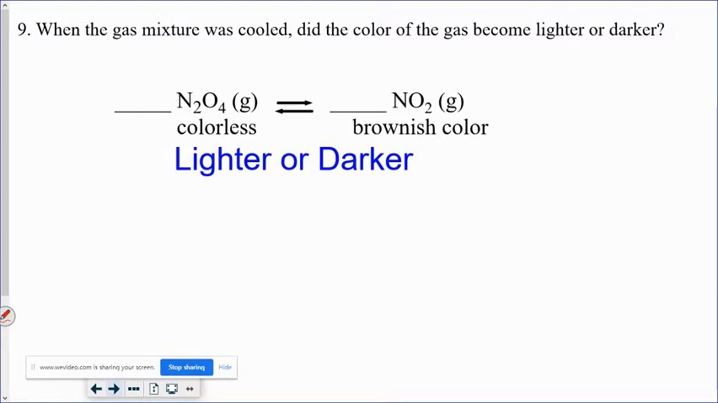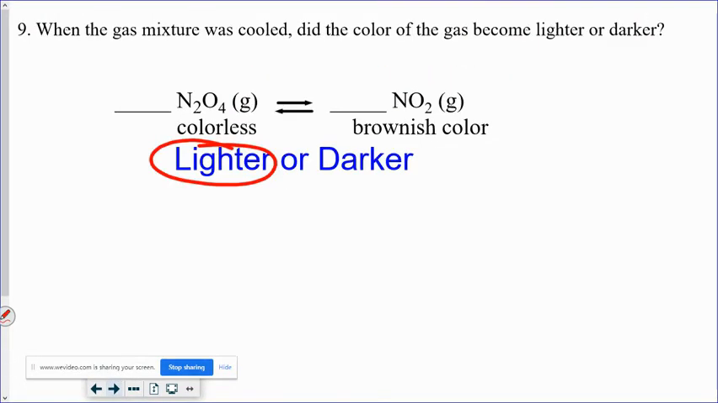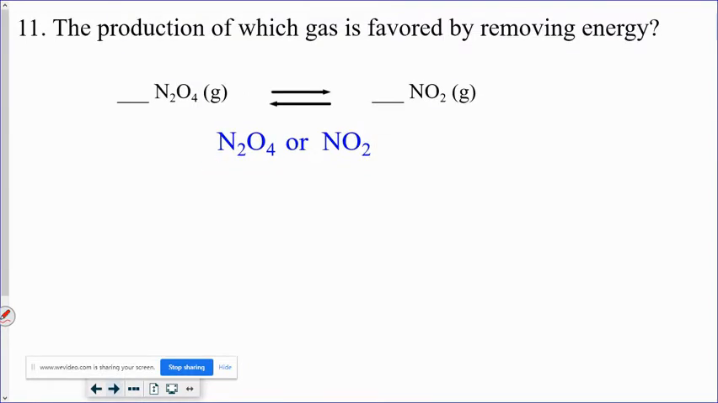When the gas mixture is cooled, did the color of the gas become lighter or darker? When we cooled the test tube, it did become lighter in color. Which gas, NO2 or N2O4, has the color of the cooled gas? Well, if it became lighter in color, we must have more of the colorless gas forming in there. The production of which gas is favored by removing energy? Well, this gas is favored when we remove energy because it became lighter in color.